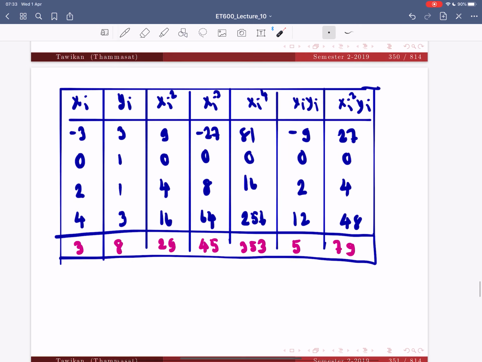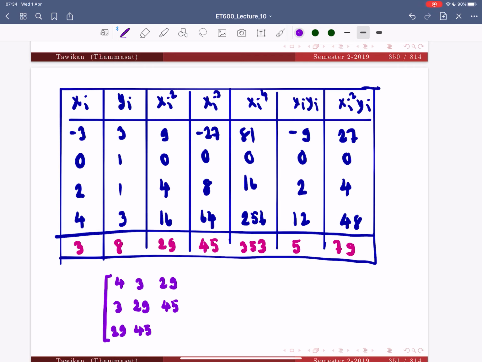So the system of normal equations to be solved is this system. N is 4, summation SI is 3, and then summation of SI squared is 29, so 3, 29, and summation of SI cubed, which is 45, 29, 45, summation of SI to the power 4 is 353. That coefficient matrix is multiplied by the vector A, B, and C that we are finding.